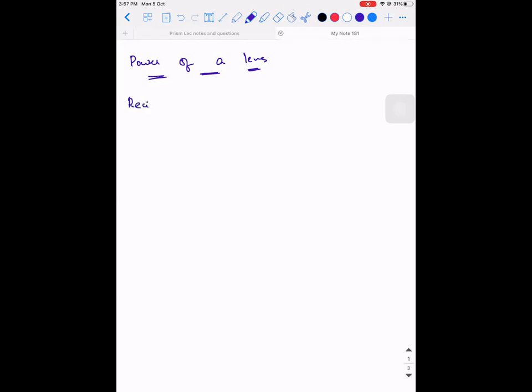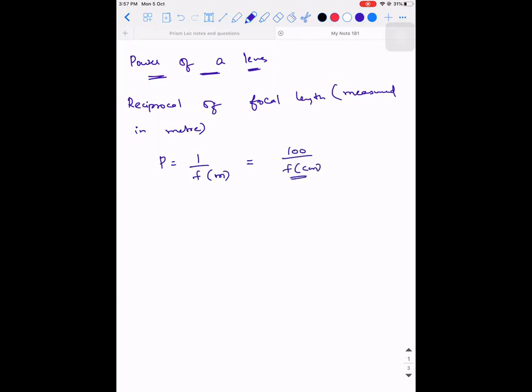This we have already discussed. Reciprocal of focal length. So reciprocal of focal length, and which is measured in what? Meter or centimeter? Meter. Yes. So which is measured in meter is what is called as power. So power will be equal to 1 divided by F, where F is in meter, or you can write it as 100 divided by F, where F is in centimeter, right? So these are the two ways in which we can write it.